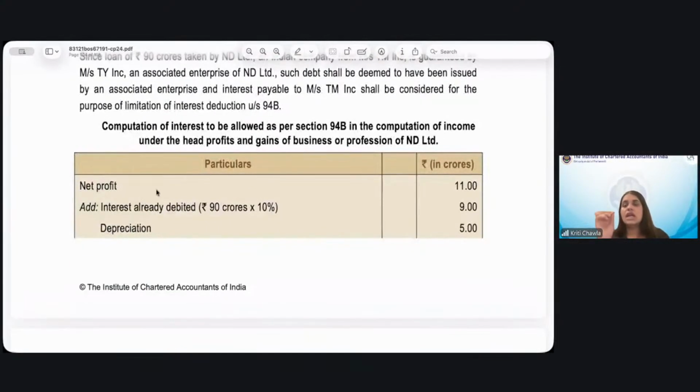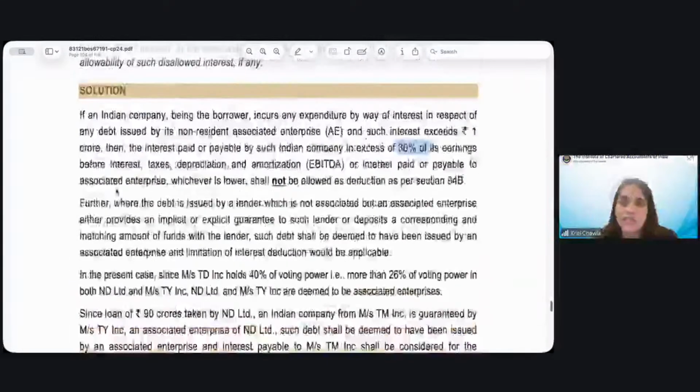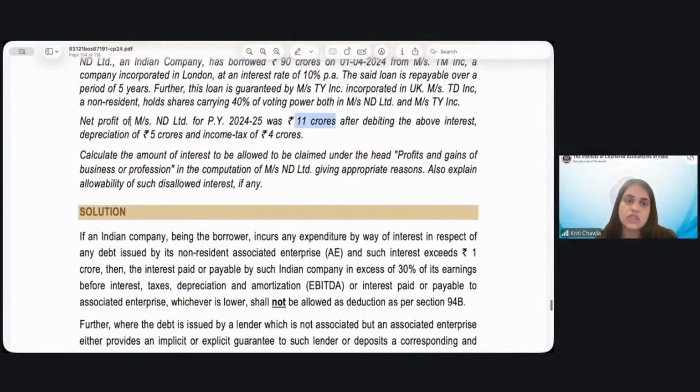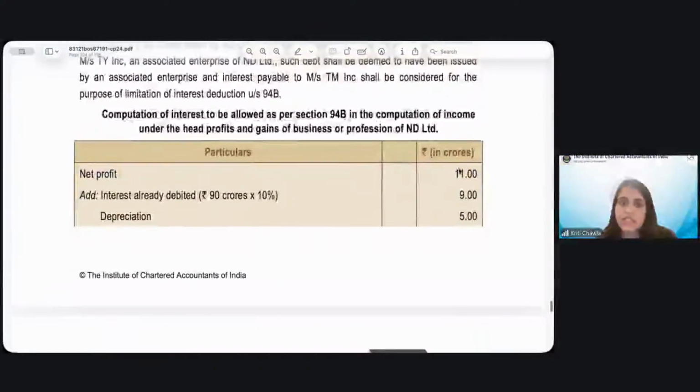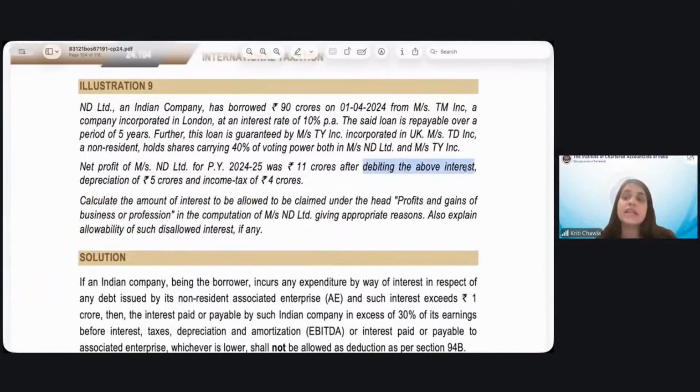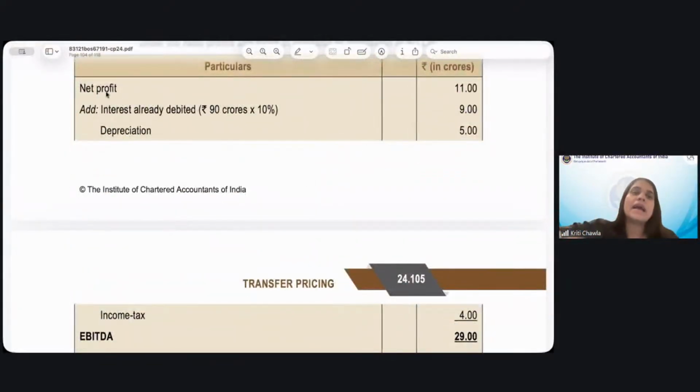So how do you know that this particular amount of interest will be disallowed in this situation? Well, what you do is you start with net profit. Now, if you see, net profit is 11 crores out here. So you start with the net profit of Messrs. ND Limited for the previous year 24-25, which is 11 crores. Now if you actually see, this 11 crores is after debiting interest, depreciation and income tax. So what you do is you add back that interest.